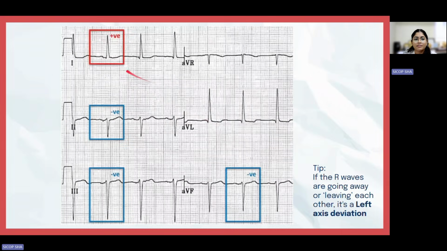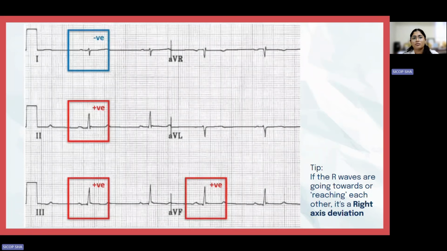So this is your ECG: first, second, third, and AVF. Okay, these are the three waves that you have to see. Now, if both of these R waves are leaving each other, that is, they're going in the opposite direction, that means it is a left axis deviation. So L for left, L for leaving, meaning left axis deviation.